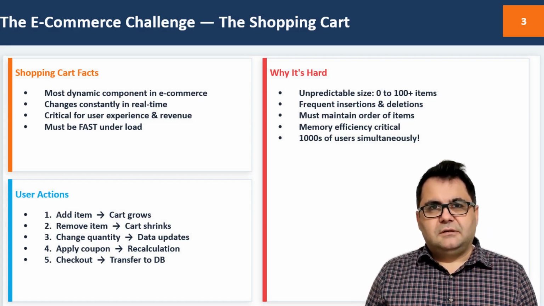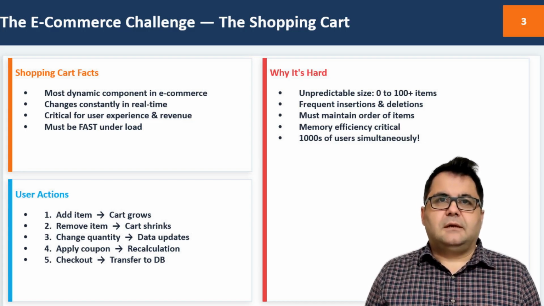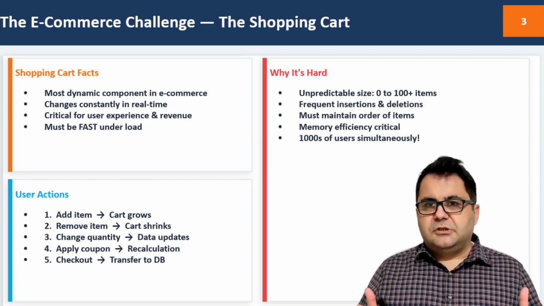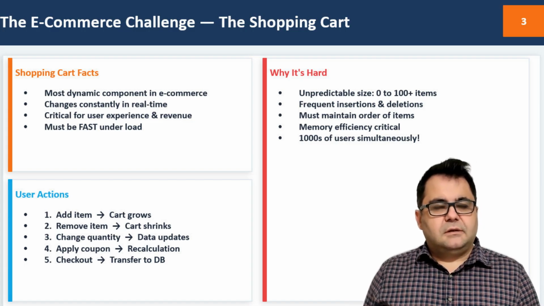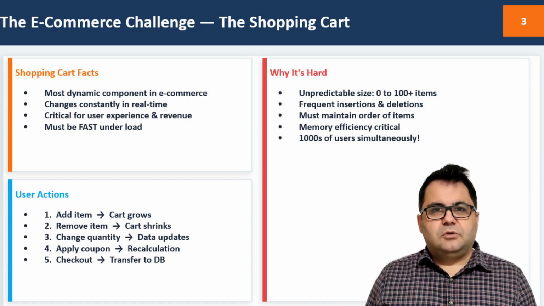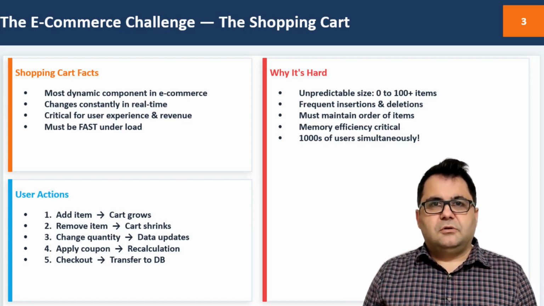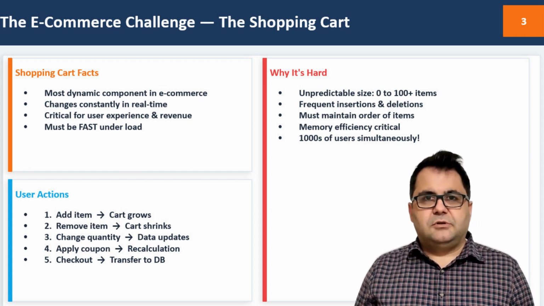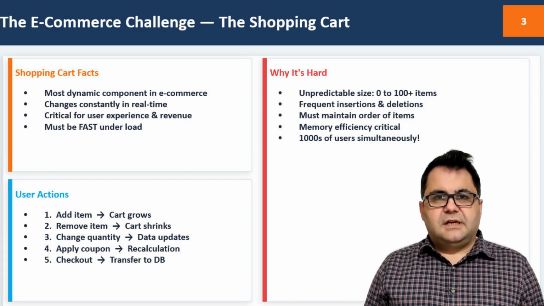Why is this hard? First, the cart size is completely unpredictable. Could be empty, could have 100 items. Second, there are frequent insertions and deletions. User adds item here, removes item there. Third, we must maintain order. Users expect items to stay in the order they added them. Fourth, memory efficiency is critical. We can't waste RAM because thousands of users have carts open simultaneously. The question is, can our trusty Python list handle this?